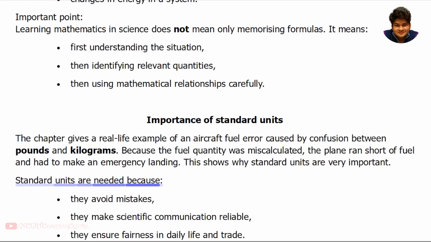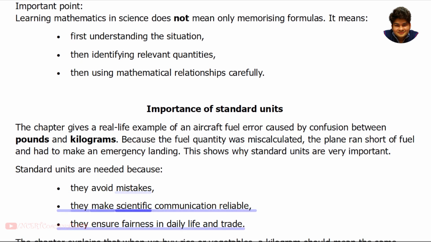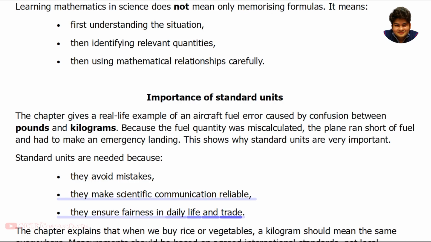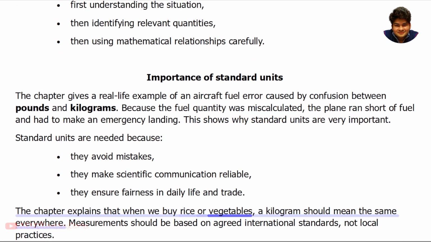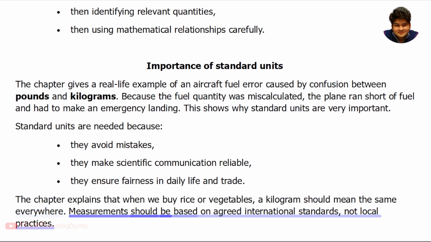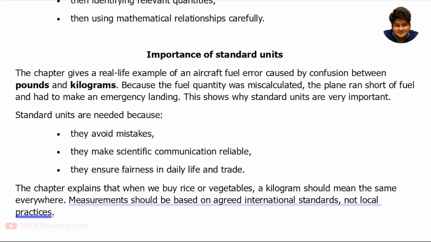Standard units are needed because they avoid mistakes. They make scientific communication reliable. They ensure fairness in daily life and trade. The chapter explains that when we buy rice or vegetables, a kilogram should mean the same everywhere. Measurements should be based on agreed international standards, not local practices.